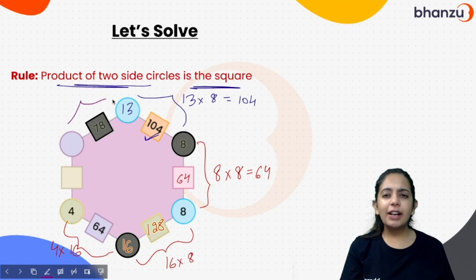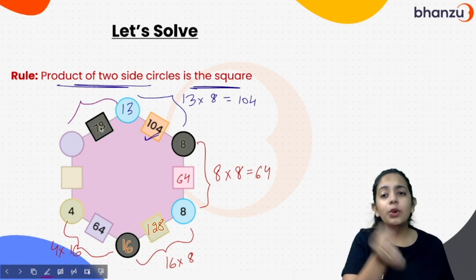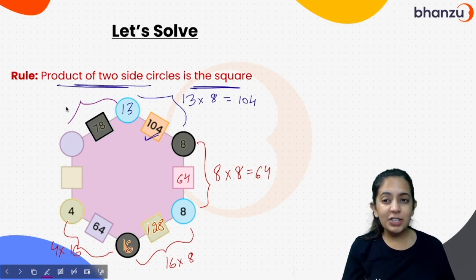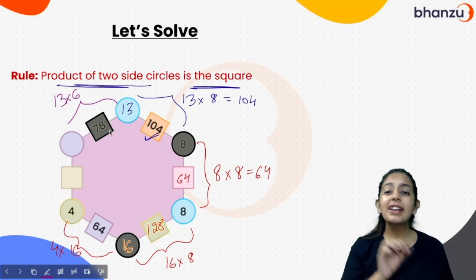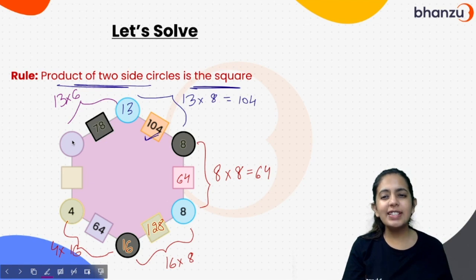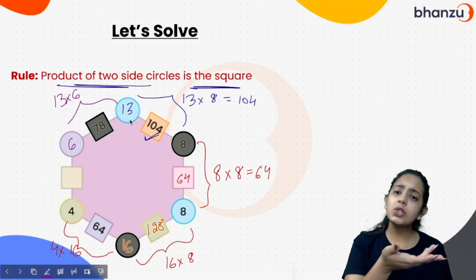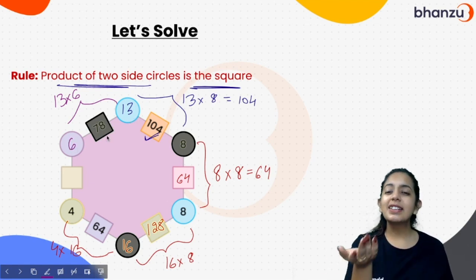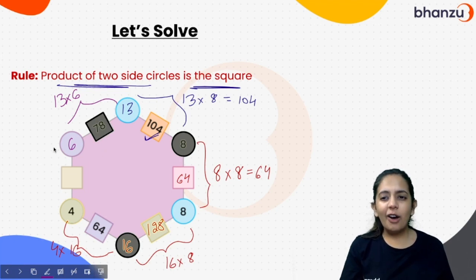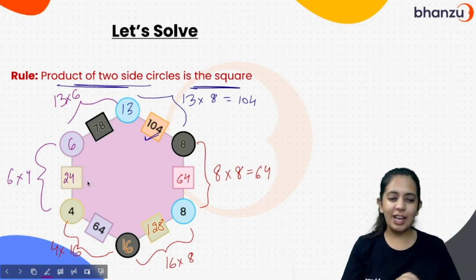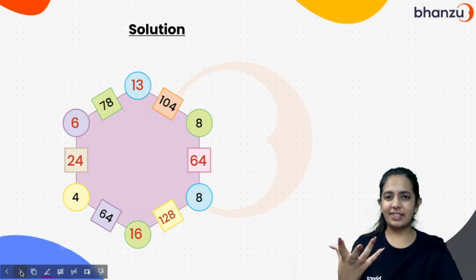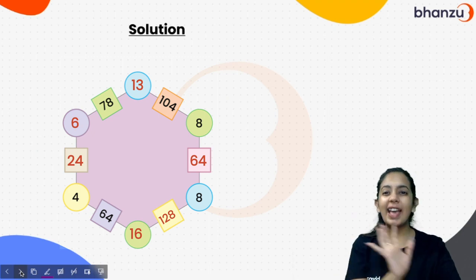So if you're going to multiply 13 with some number, you're going to get 78. So what are you going to multiply 13 by? 6. 13 sixes are 78. So therefore 6 is going to come here because 13 is already there. So 13 and 6 are 78. Okay. Now the last square box. 6 times 4 is 24. So therefore 24 is going to come here. And here is the answer to this magic hexagon.